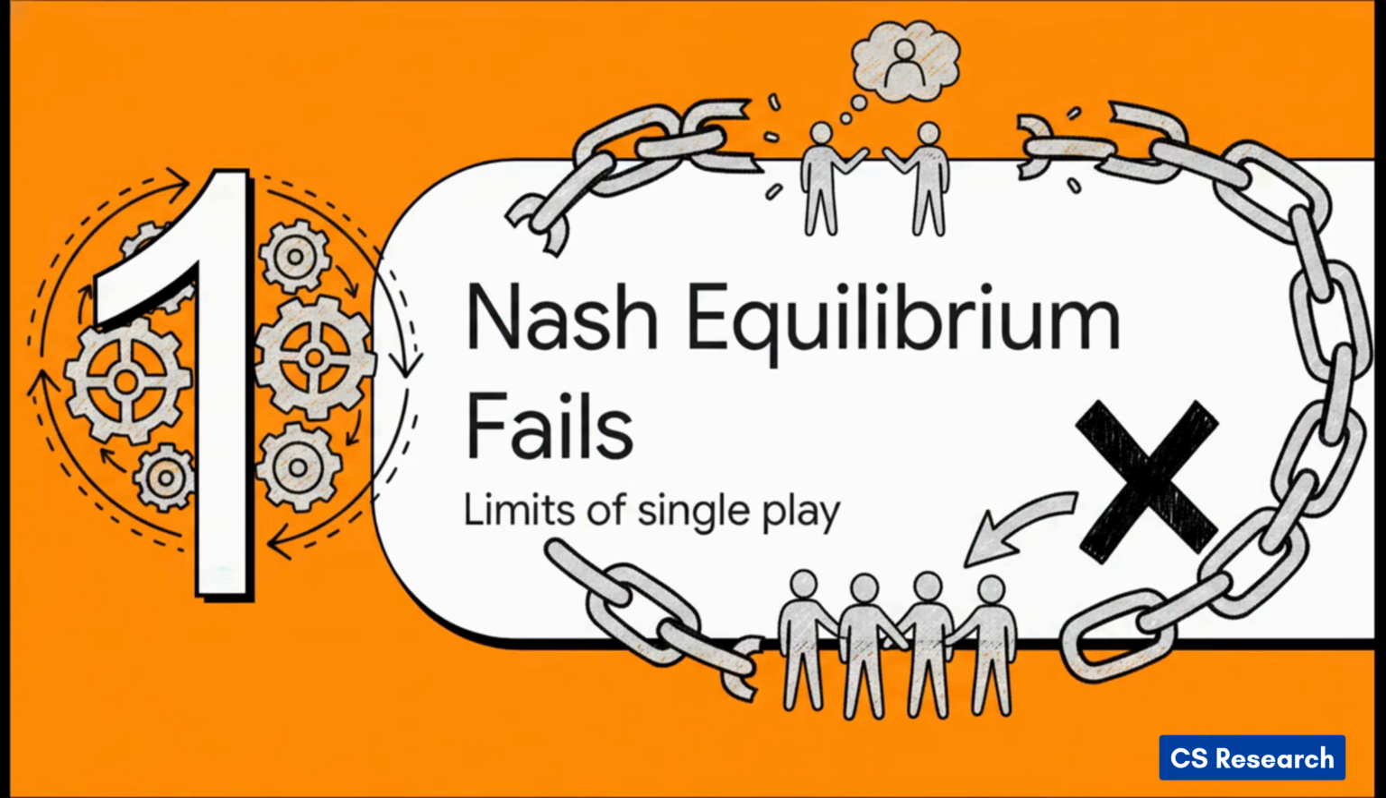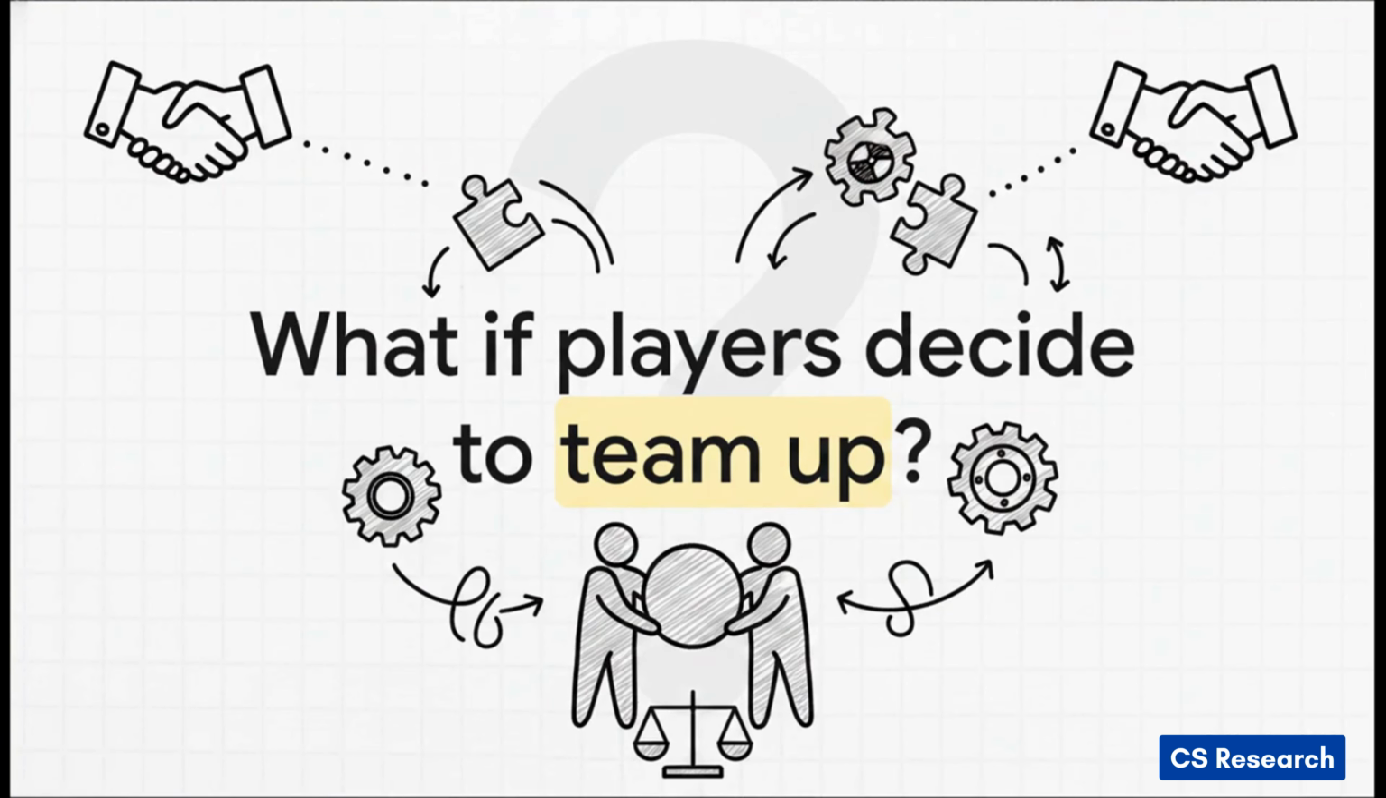All right, kicking things off with section 1, when Nash equilibrium fails. Think about the classic prisoner's dilemma for a second. You've got two accomplices interrogated in completely separate rooms. The classic math assumes they make their choices totally isolated from each other. But what happens if they can coordinate? What happens when players decide to literally team up?